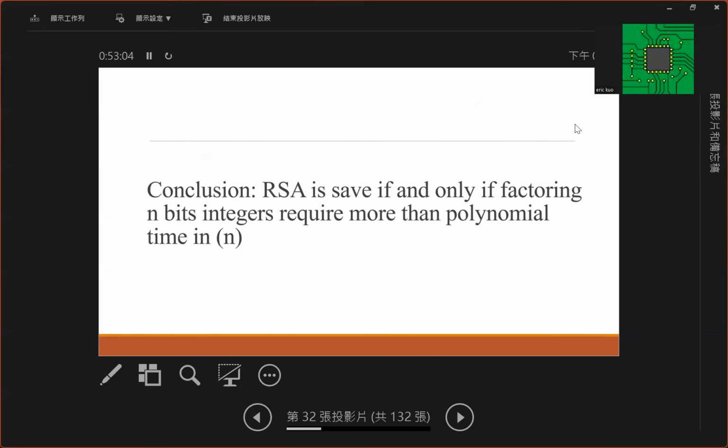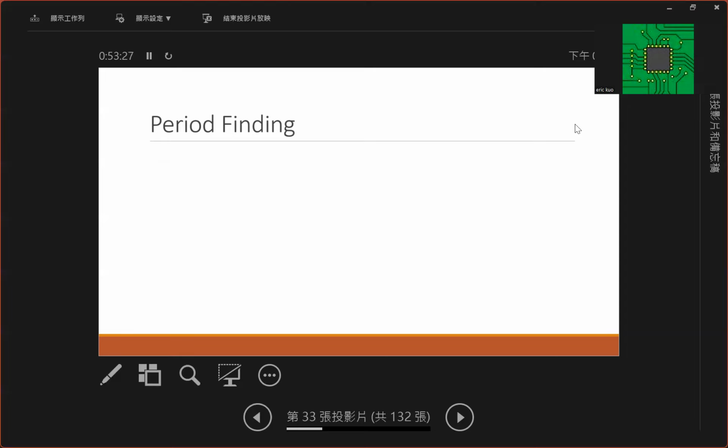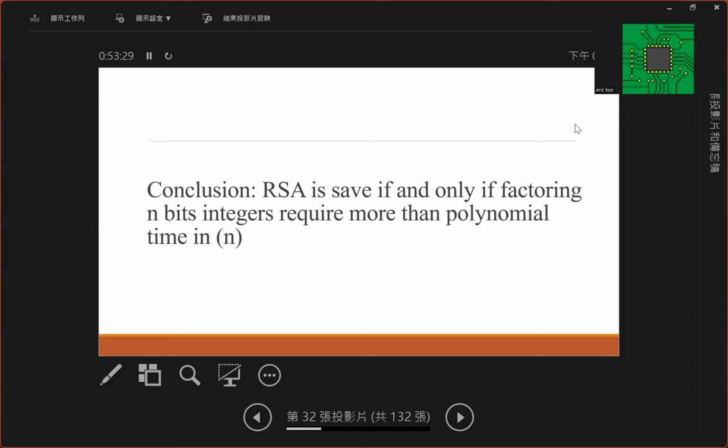All right, conclusion: RSA is safe only if factoring n-bit integers requires more than polynomial time in n. I think this was known like 20 years ago, Peter already knew about this. Okay, so now we need to talk about a problem called period finding. Now I need to explain why a quantum computer is a threat to RSA.